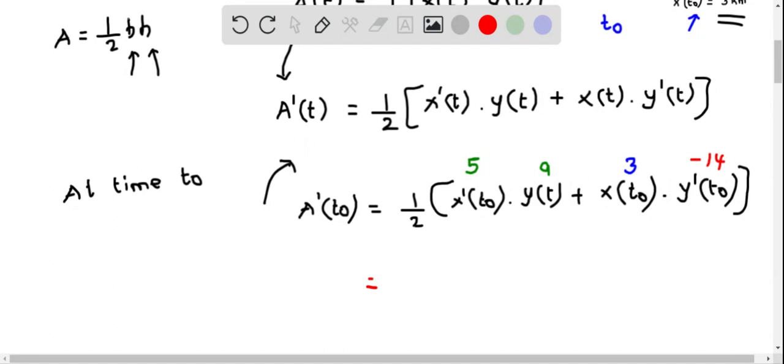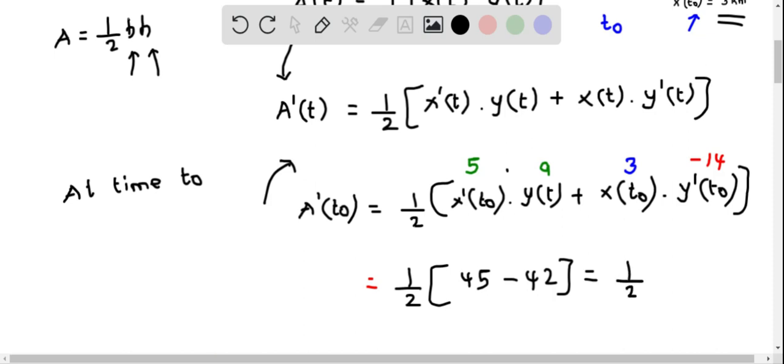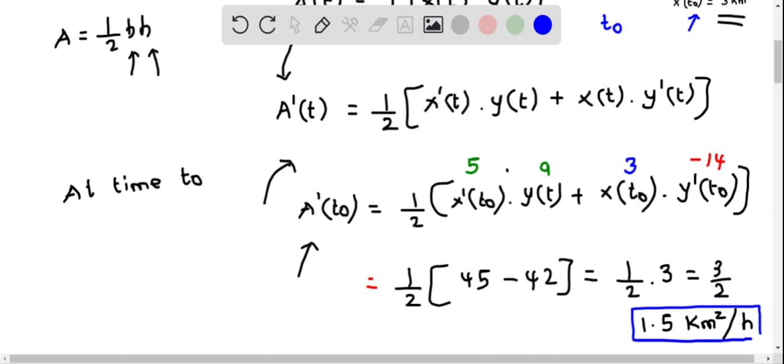Now let's simplify this. So this is going to be half of 5 times 9 is 45, and 3 times negative 14 is negative 42. So this is equal to 45 minus 42 is 3. So 1 by 2 times 3, and this equals 3 by 2. We divide 3 by 2, we get the value as 1.5. Since this represents the derivative of the area function, that is the rate of change of area, we put the unit as kilometer square per hour. So we have answered this question, that is we determined the rate of change of area of the triangle with respect to time, which is 1.5 kilometers square per hour at time t naught.